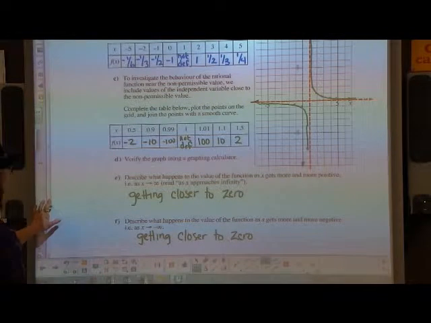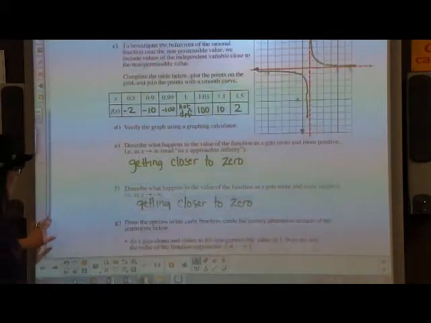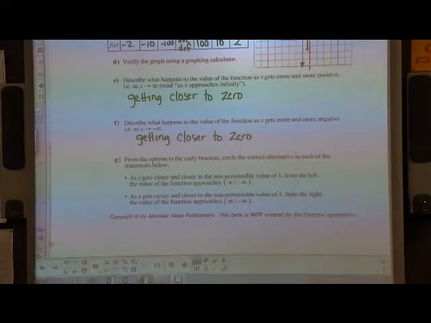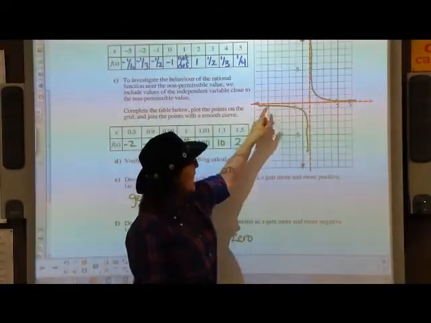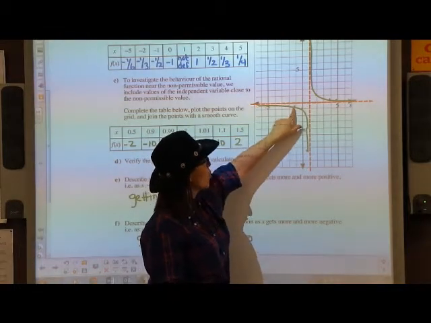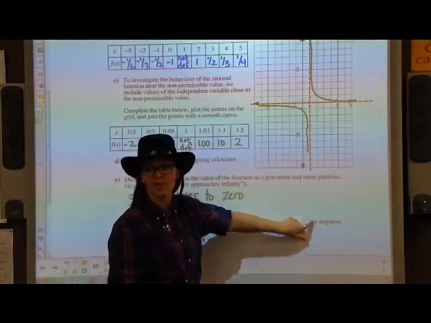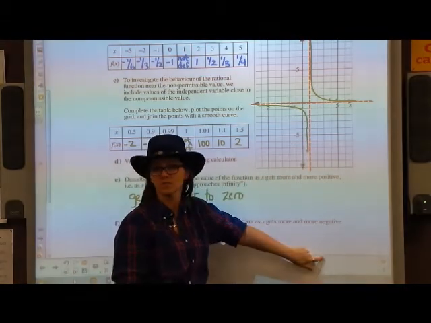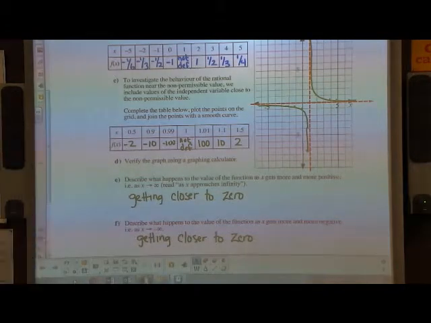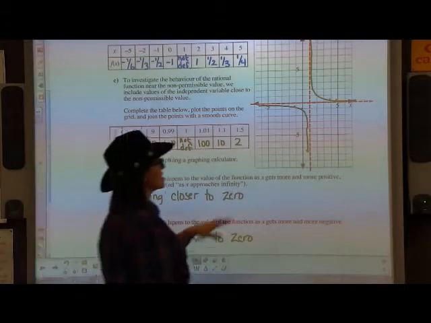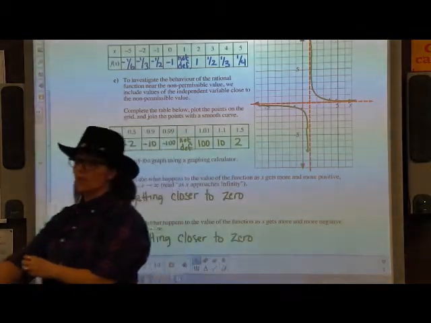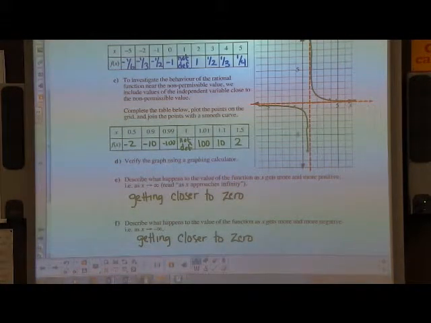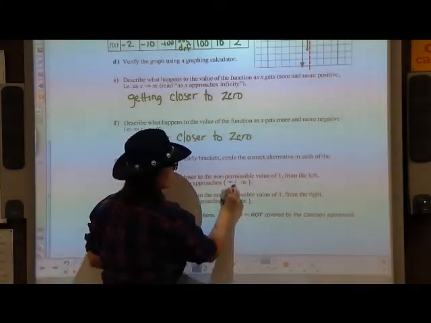So then G and H say from the options in the curly brackets, circle the correct alternative. So as x gets closer and closer to that non-permissible value of 1 from the left-hand side, so this is my left-hand side, as I get closer and closer to this, negative infinity. And as I approach it from the right-hand side, as I get closer and closer to this boundary line on the right, am I closer to positive infinity or negative infinity? Positive infinity. We have negative and we have positive.